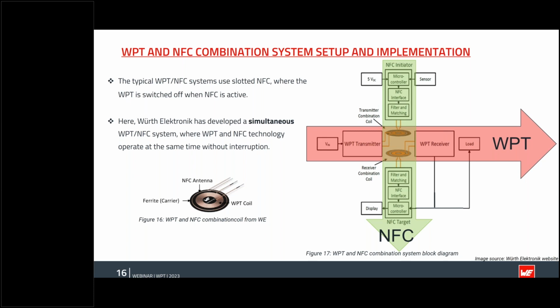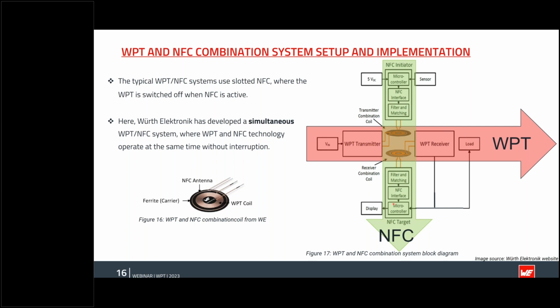But in our system implementation, we have used the NFC and WPT technologies together simultaneously. To explain the block diagram, the red arrow here shows the WPT system that we have used. This is simply the modules from our own 200-watt development kit, which you can easily find on our Würth Elektronik website. You can download the files and take a look at our 200-watt development kit. So the transmitter and the receiver modules are from this kit.